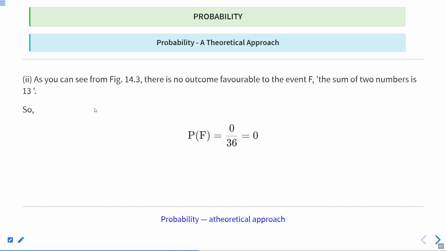Now, as you can see from figure 14.3, there is no outcome favorable to the event F, that the sum of the two numbers is 13. So the probability of F is equal to 0 by 36, that is equal to 0. So the probability of F is equal to 0.